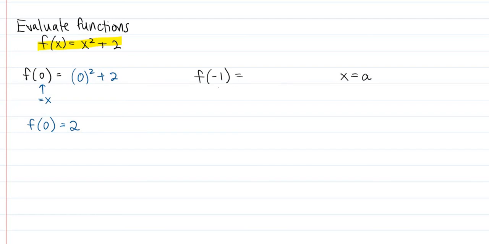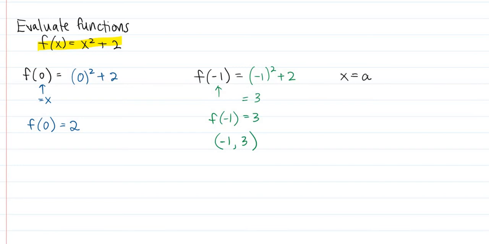In this next example, our x value is equal to -1, so we're going to substitute it in wherever there's an x. So -1 squared plus 2. If you square -1, you get 1, plus 2, you get 3. So we would have f of -1 equals 3. Recall that this is now a coordinate pair, so -1 is the x value and 3 is the y value. So -1 was your input, 3 was your output.